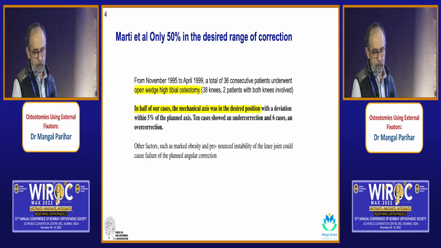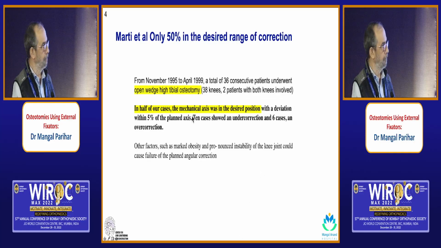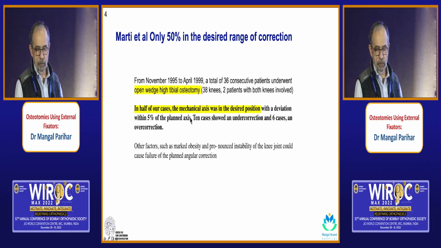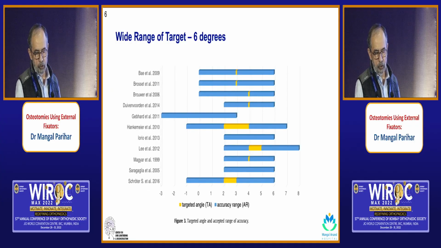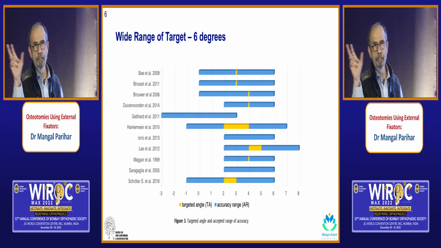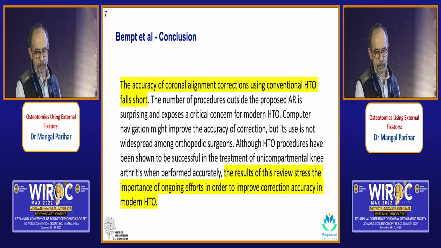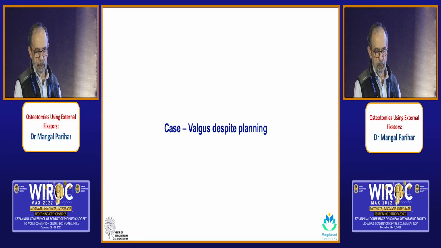Earlier, in at least about 50% of the cases, the mechanical axis was not in the exactly desired position. So if you look at this review by BEMT, the yellow shows you the targeted angle and the blue shows you what was the range of accuracy. What this graph shows is that though the targeted angle is narrow, what they were able to achieve is fairly wide. So you are not able to get it as accurate as you would like. They said the results of this review stress the importance of ongoing efforts to improve correction accuracy in modern HTO. So here's a case.